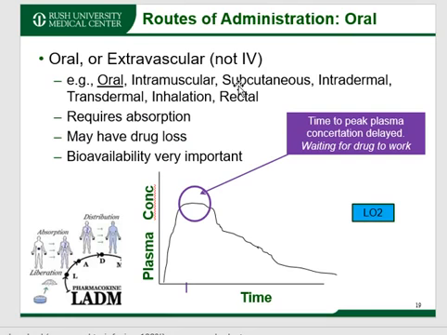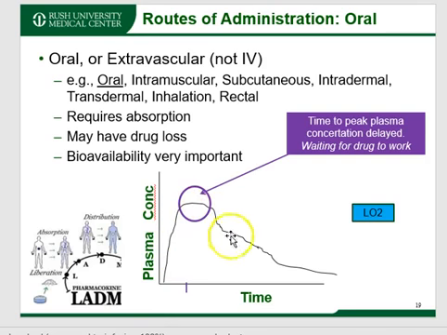Earlier we said that there are two routes of administration, oral and IV. And really the only difference is the amount of time it takes for that administered dose to have an effect. So oral or extravascular, really any of these administrative differences could account for this particular graph. Any of these routes of administration can produce this slight delay.